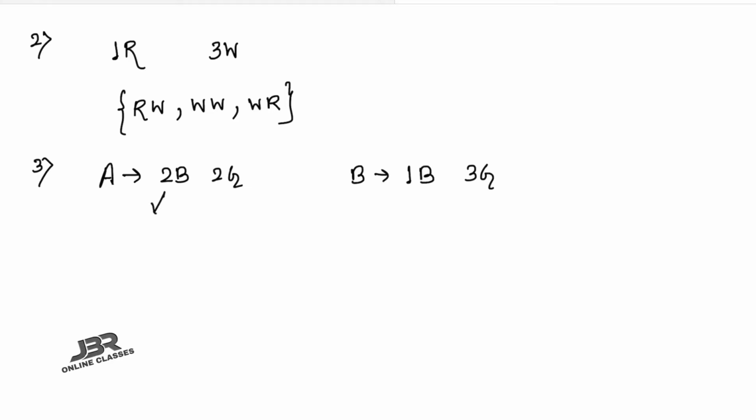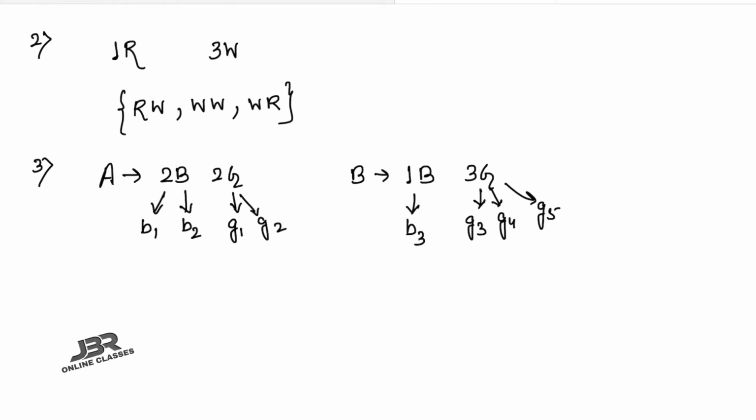So suppose here two boys are first one B1 and second one B2, and two girls are G1 and G2. Then one boy, for that one it's B3, and three girls, it's G3, G4, and then next one G5. So here the sample space are.